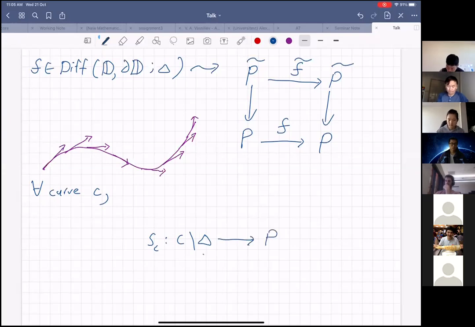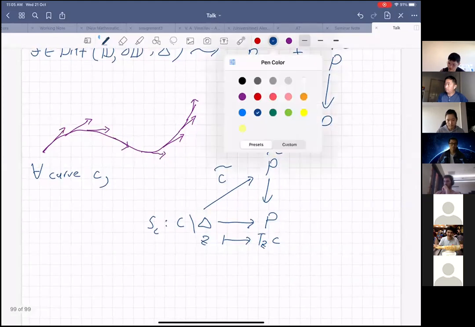So let's take this section. What happened is this XC, consider this SC. SC will take the point on the curve to X tangent space. And then this should have a lift. Is this clear or not? Okay, I think this map is continuous, so you can lift it up.